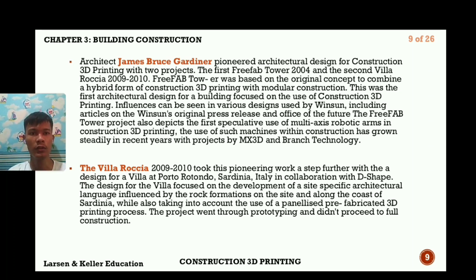2009 to 2010 took this pioneering work a step further with a design for a villa in Porto Rotondo, Sardinia, Italy, in collaboration with D-Shape. The design for the villa focused on the development of a site-specific architectural language influenced by the rock formations along the coast of Sardinia, while also taking into account the panelized prefabricated 3D printing process. The project went through prototyping and didn't proceed to full construction.